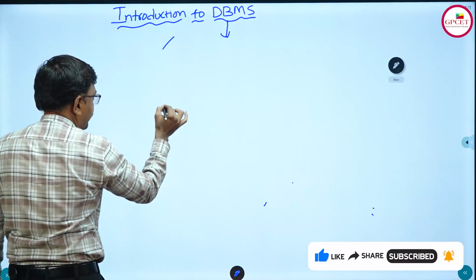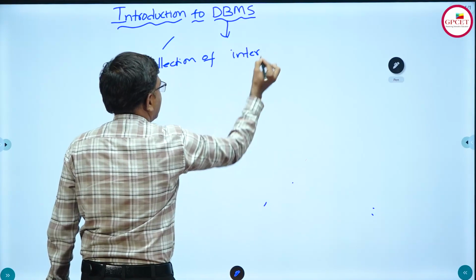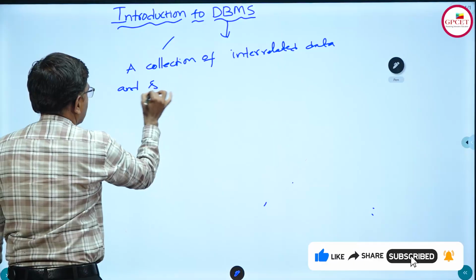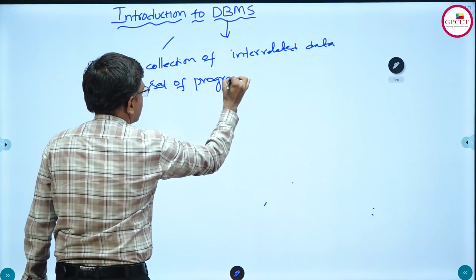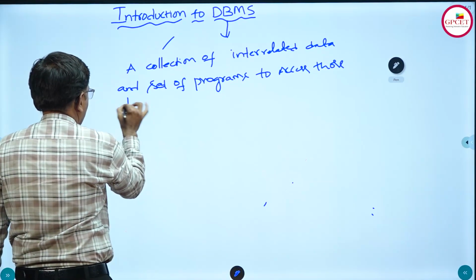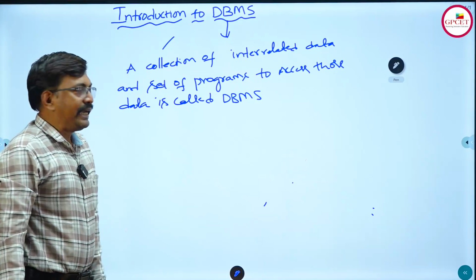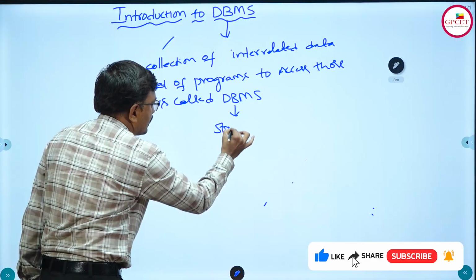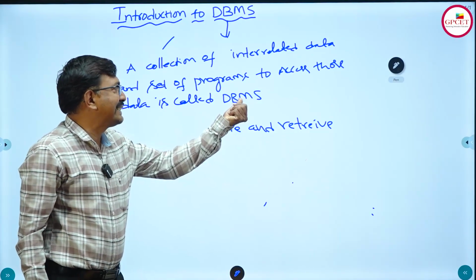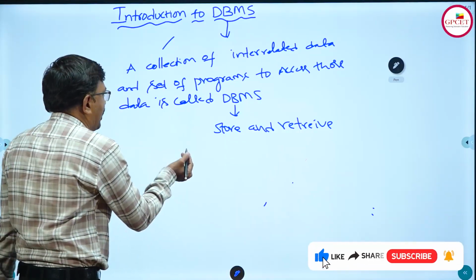And what is the database management definition? A collection of interrelated data and set of programs to access those data is called database management system. Okay, what is the primary goal of database management system? That is to store and retrieve the data from the database. Database management can manage, that is, update, insert, delete, create, alter. Okay, managing the data.